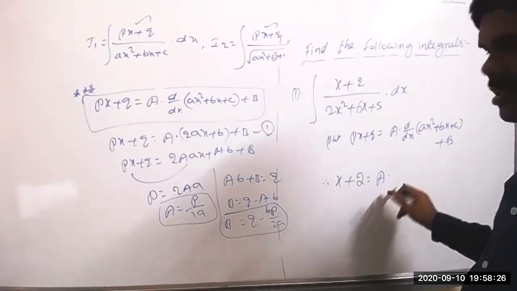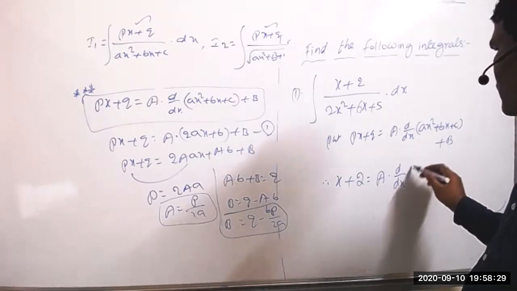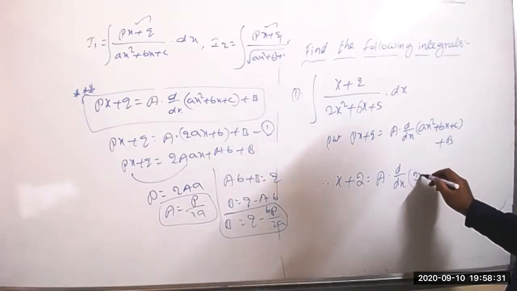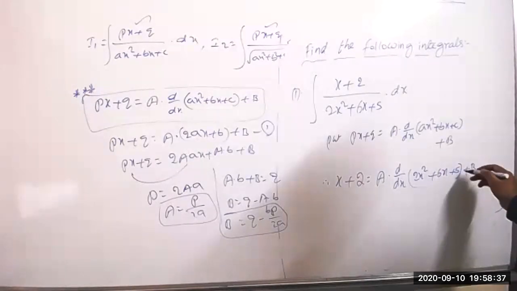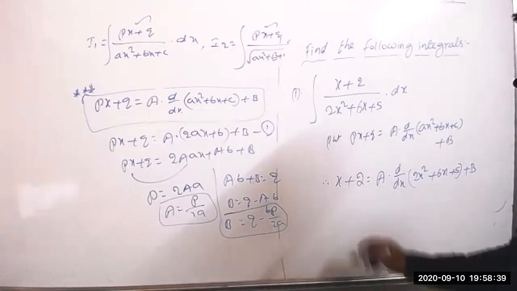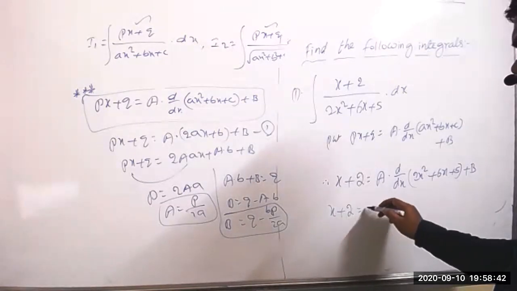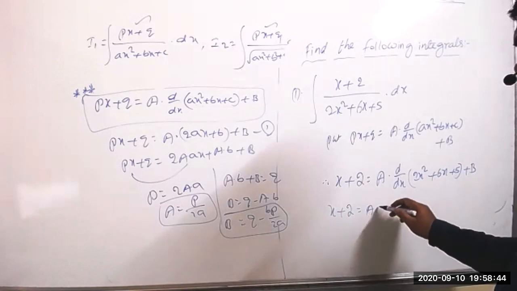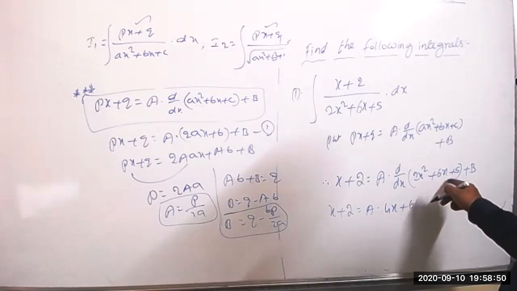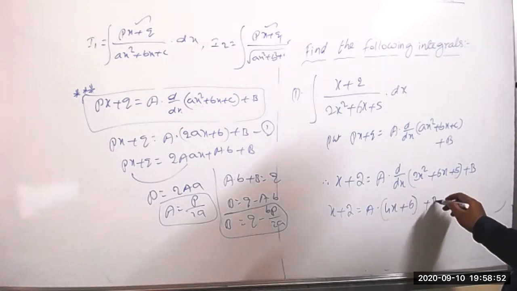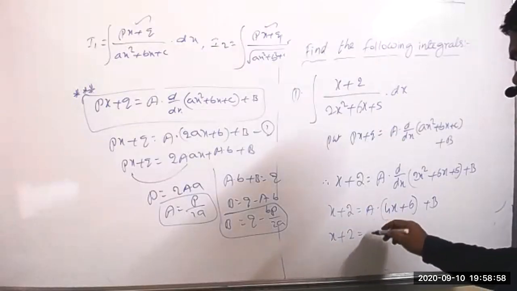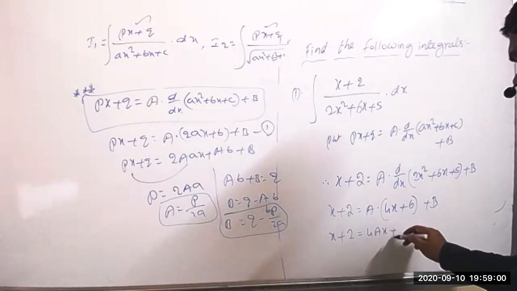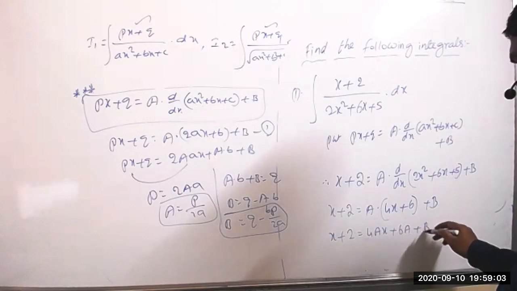So a you write as it is, and the differentiation, that means d by dx of 2x square plus 6x plus 5, plus b, which we also have to find. So x plus 2 equals a into the differentiation of 2x square, which is 4x, plus 6, and the constant gives 0, plus b. Now I can simplify: x plus 2 equals 4ax plus 6a plus b.